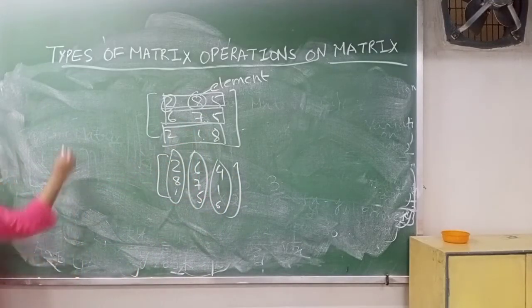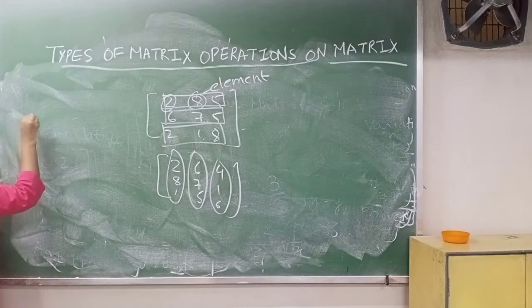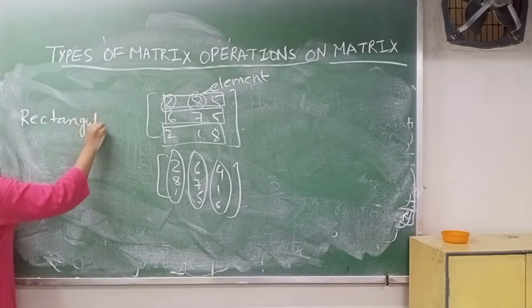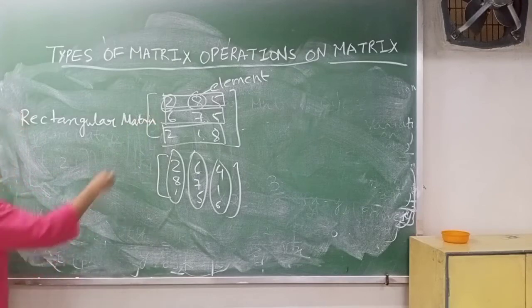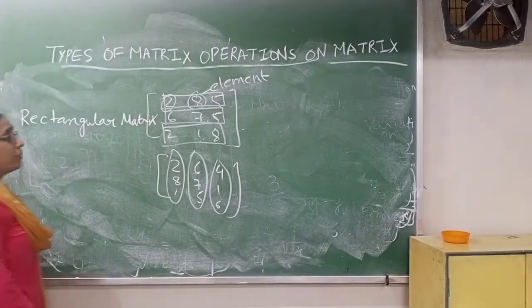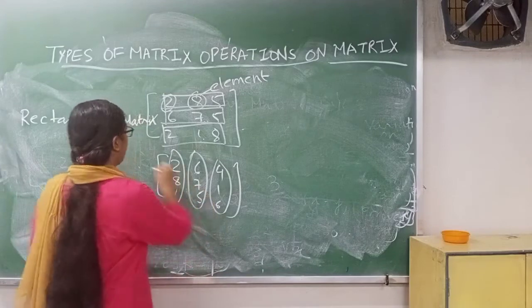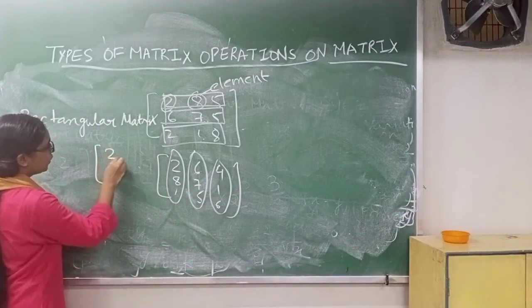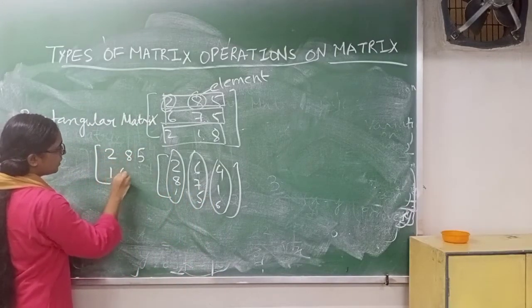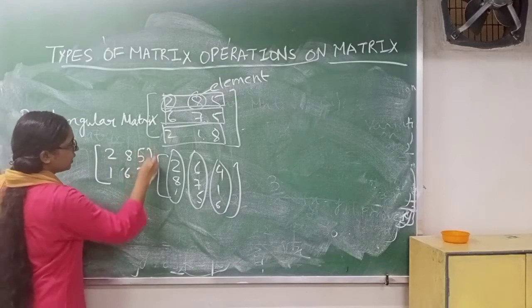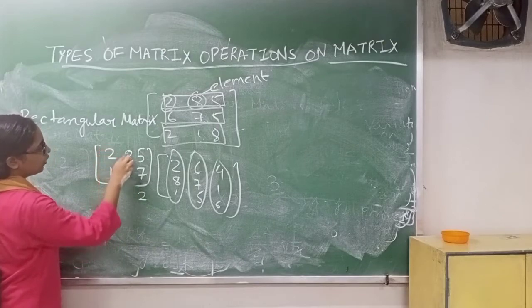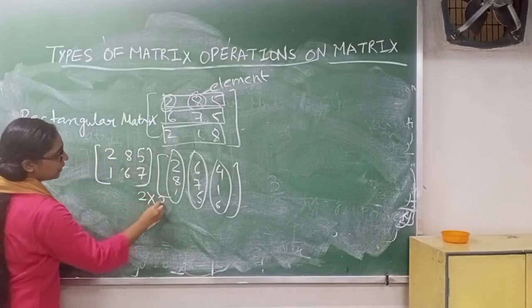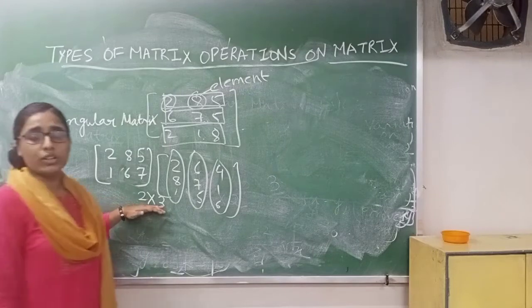Now what is a square matrix and a rectangular matrix? Okay, now rectangular matrix. Rectangular matrices are those matrices in which the number of rows and the number of columns will not be the same. 2, 8, 5, 1, 6, 7. Now see this one. How many rows do we have? 1, 2. So 2 rows. And how many columns do we have? 3 columns. Now what is this? This is the order of a matrix.